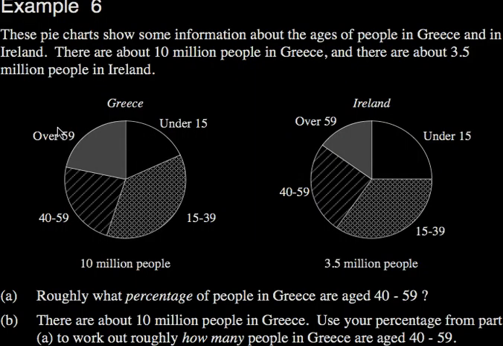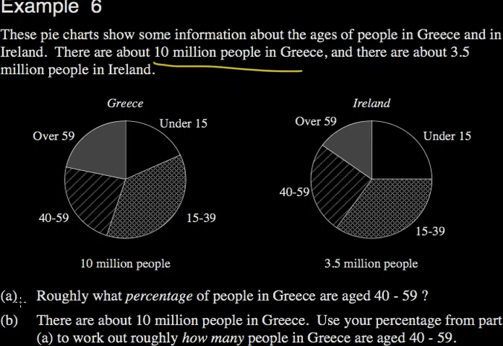The final example in the section before starting the exercises is about pie graphs or pie charts. You've seen all this stuff before in junior school, but just to go over it again, how it's useful is to say that in Greece you've got 10 million people and 3.5 million people in Ireland. So the pie charts are useful because even though they're different numbers in total, it's more about the fraction or the percentage of people who lie in these groups. So it doesn't rely on the total number.